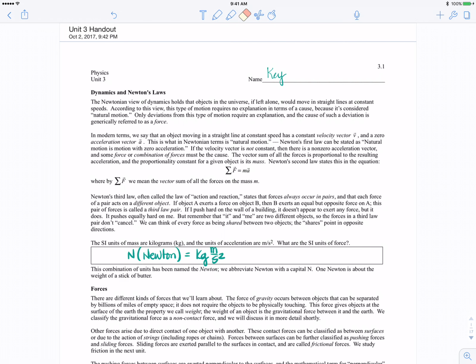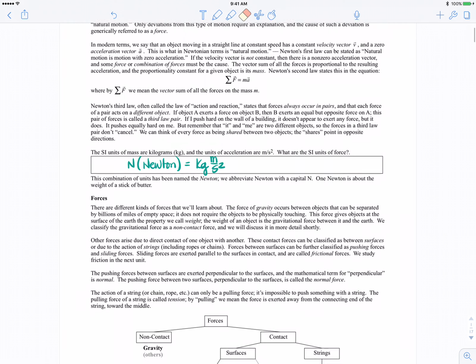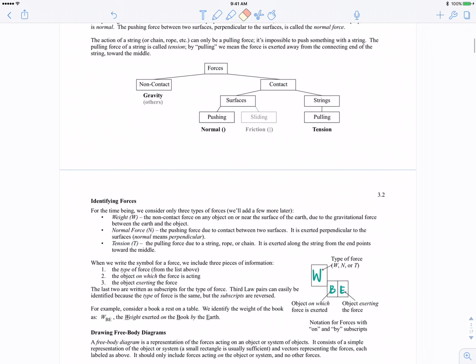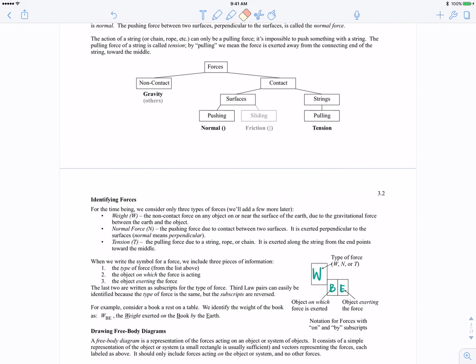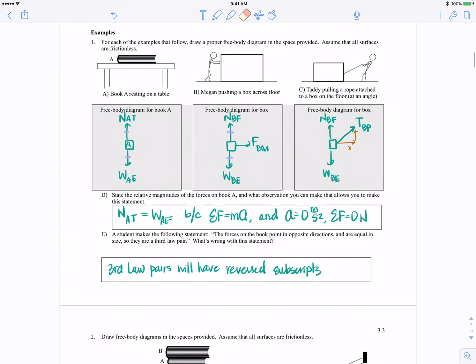Hi guys, so let's review a little bit about what we talked about today in our forces unit. So we said that the units of force are in newtons, which is equivalent to kilogram meters per second squared. And here you see an example of how we identify the force. Type of force is weight, normal, or tension for now. And then we use this on-by notation, where the first subscript is the object on which force is exerted, and then the second subscript is the object that is exerting the force.